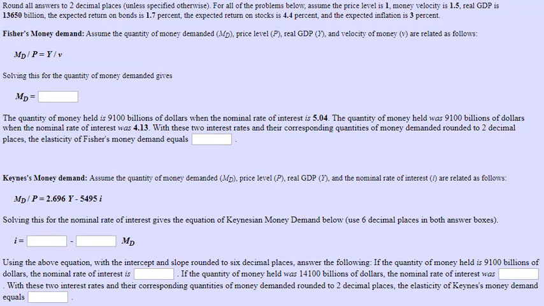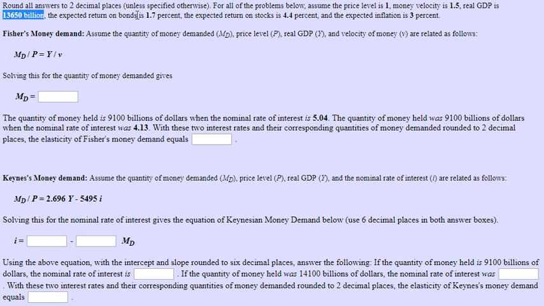Okay, in question 4 of tutorial 2, we're going to compare Fisher's money demand to Keynes' money demand to Friedman's money demand. And the way we do this is we have these assumptions up here. The price level is equal to 1. The money velocity is 1.5. Real GDP is 13,650 billion, or 13.65 trillion.